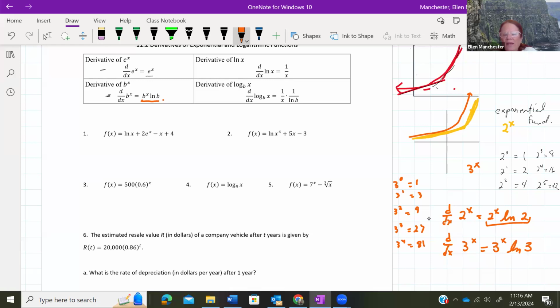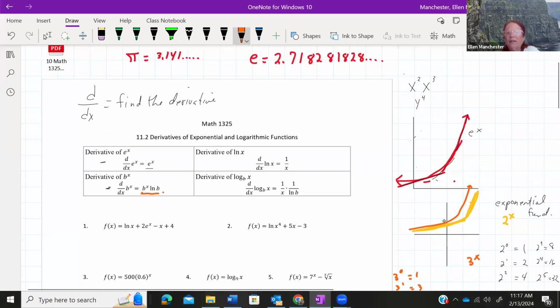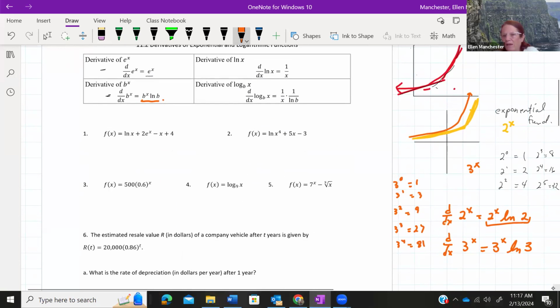Okay, now ln is the natural log. The natural log is the inverse of e, because the natural log is the log base e of whatever my function is. So these are inverse operations. So that's what the ln is coming in as. It's just whatever your base is raised to the x power times ln of whatever your base is. So all you're doing is you're just plugging things in.